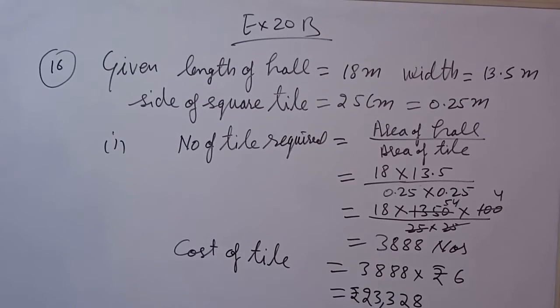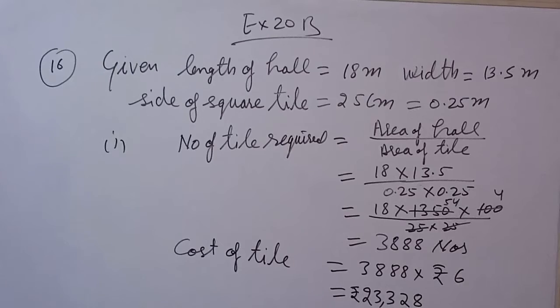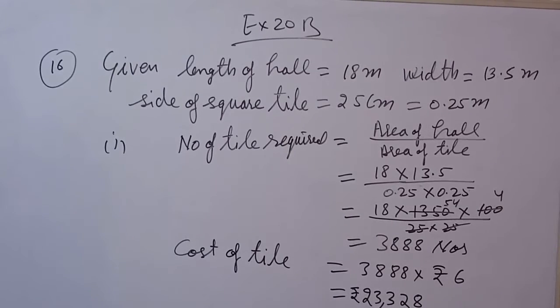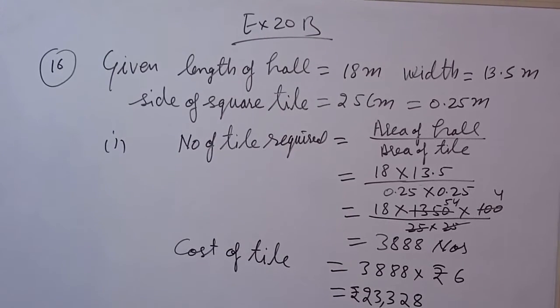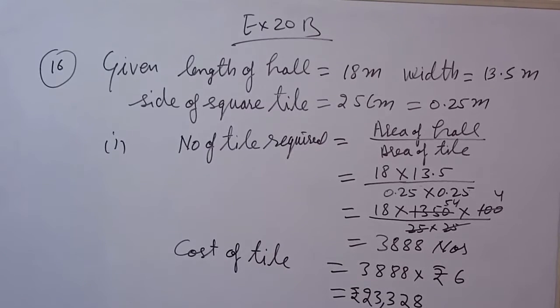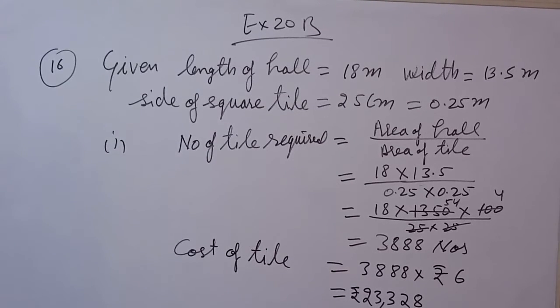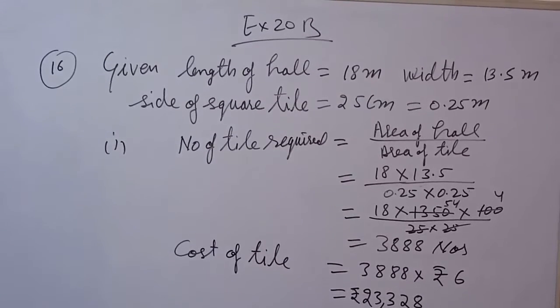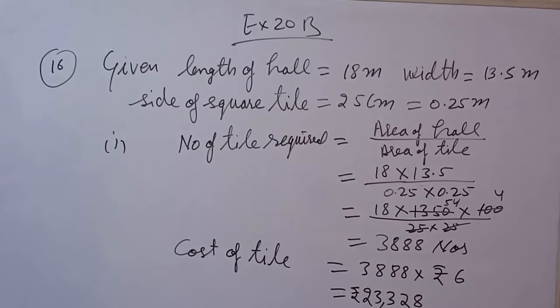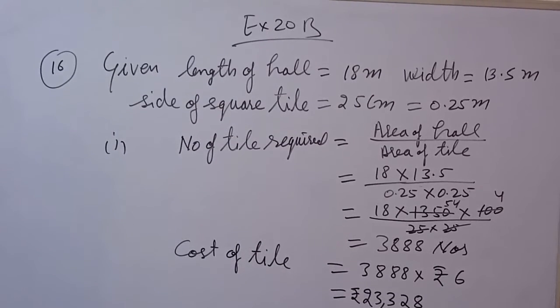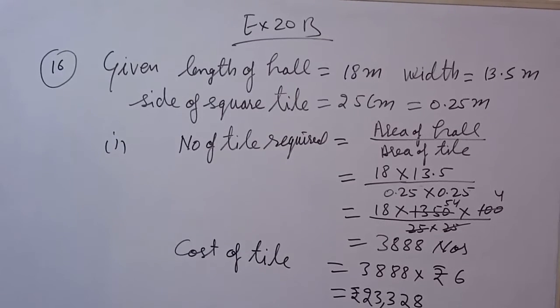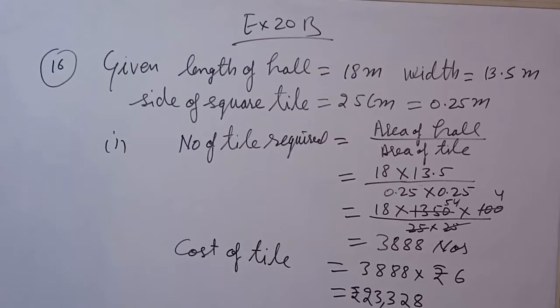Children, I am taking question number 16, exercise 20B. Given the length of a hall is 18 meters and its width is 13.5 meters. Find the least number of square tiles, each of side 25 centimeters, required to cover the floor of the hall. First part, without leaving any margin. Second, leaving a margin of width 1.5 meters all around. In each case, find the cost of the tiles required at the rate of ₹6 per tile.